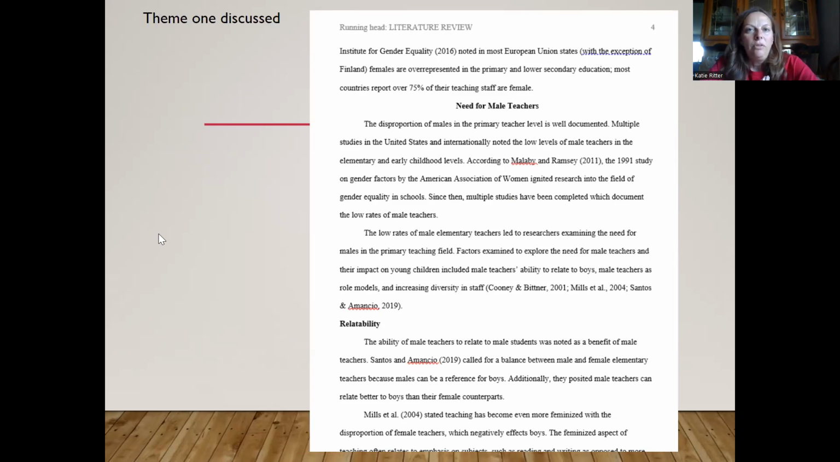So within a review of literature, or a literature review, typically the way it's organized is you organize it by theme. Within my paper, my first theme was that there is a need for male teachers. Okay, so that was what theme 1 was. And then I pulled in lots of different research about why there is a need for male teachers. And then I had subcategories.